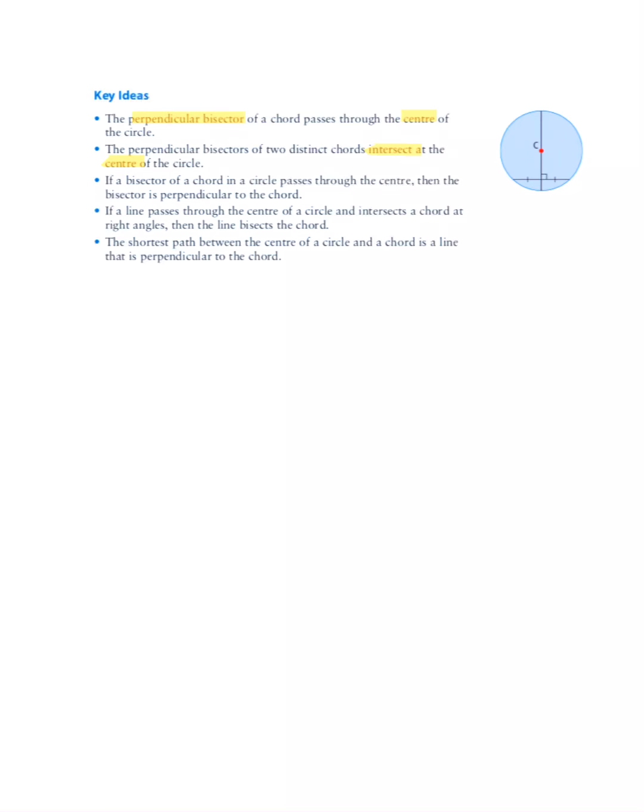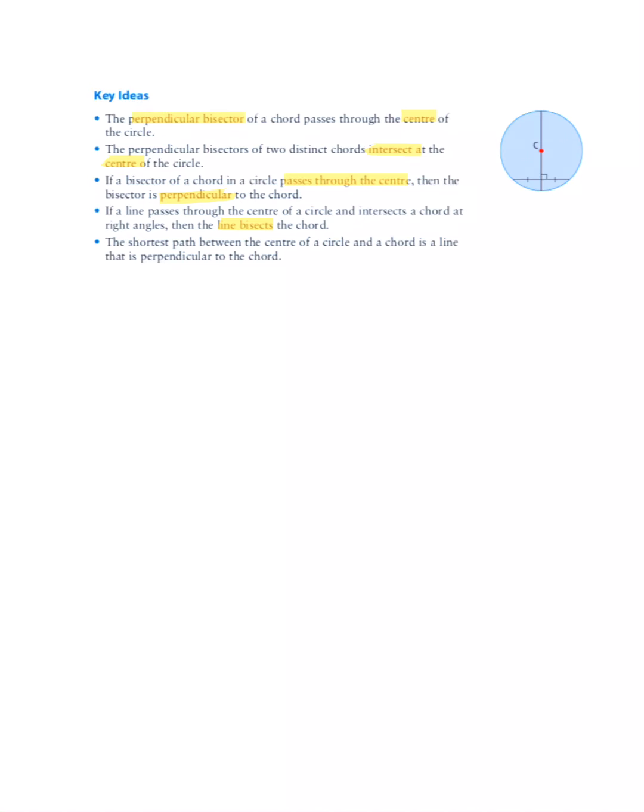So this one was, if a bisector of a chord in a circle passes through the center, then it must be perpendicular. If a line passes through the center of the circle and intersects a chord at right angles, then that means it cut it also directly in half. It bisected it.